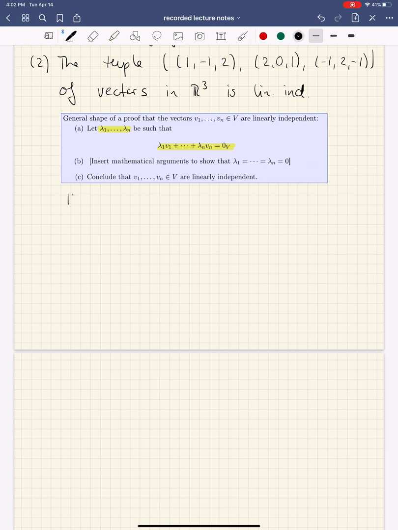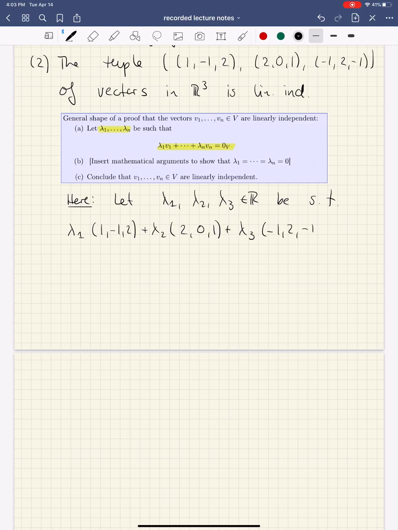So what does it mean for us here? Well, let lambda 1, lambda 2, and lambda 3 be such that the linear combination of them with the elements in the tuple is equal to 0. So lambda 1 times (1, -1, 2), plus lambda 2 times (2, 0, 1), plus lambda 3 times (-1, 2, -1) is equal to (0, 0, 0).